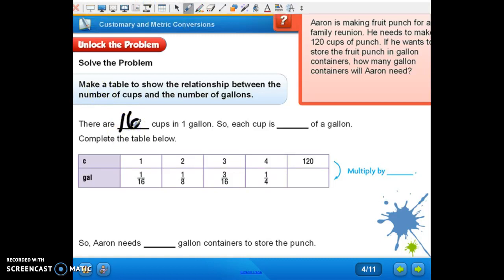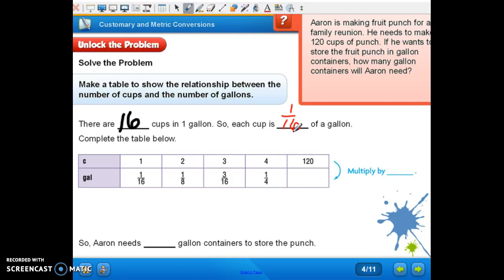So each cup is what of a gallon? What fraction of a gallon? 1/16. 1/16 of a gallon. So 1 cup is 1/16. 2 cups is 2/16 or 1/8. 3 cups is 3/16. 4 cups is 4/16 or 1/4.